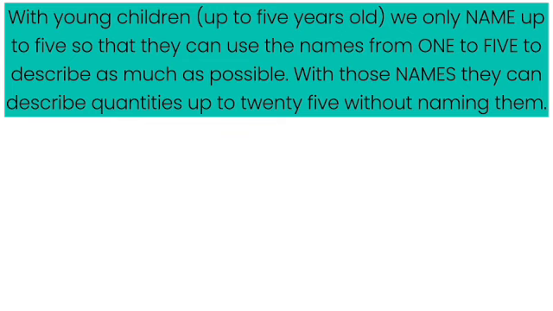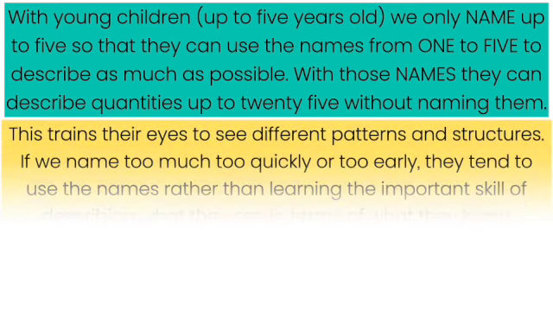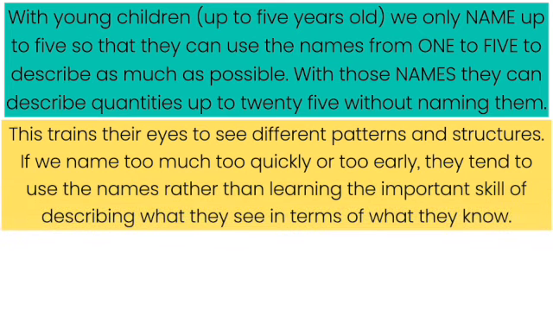With young children up to 5 years old, we only name up to 5, so that they can use the names from 1 to 5 to describe as much as possible. With those names, they can describe quantities up to 25 without naming them. This trains their eyes to see different patterns and structures. If we name too much too quickly or too early, they tend to use the names rather than learning the important skill of describing what they see in terms of what they know.